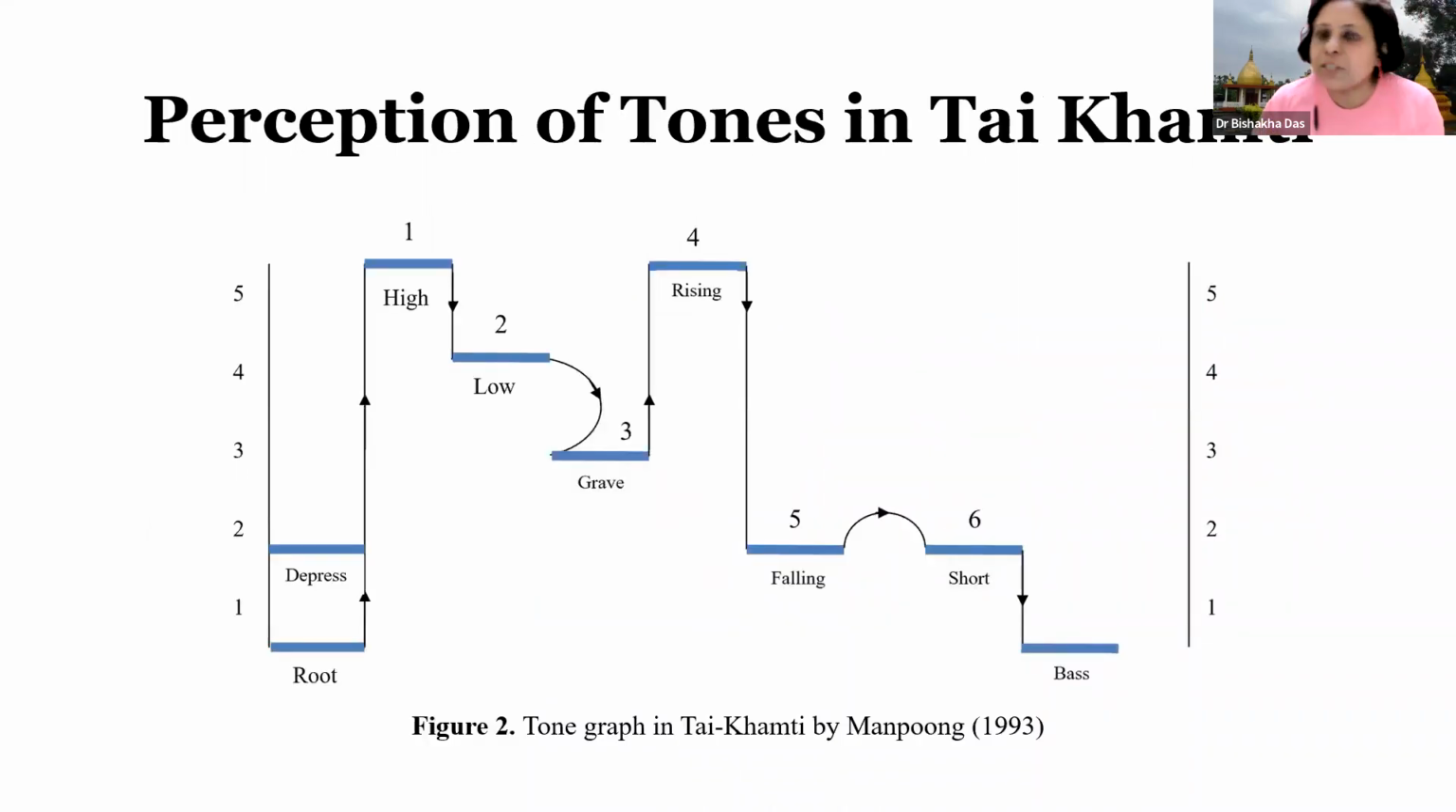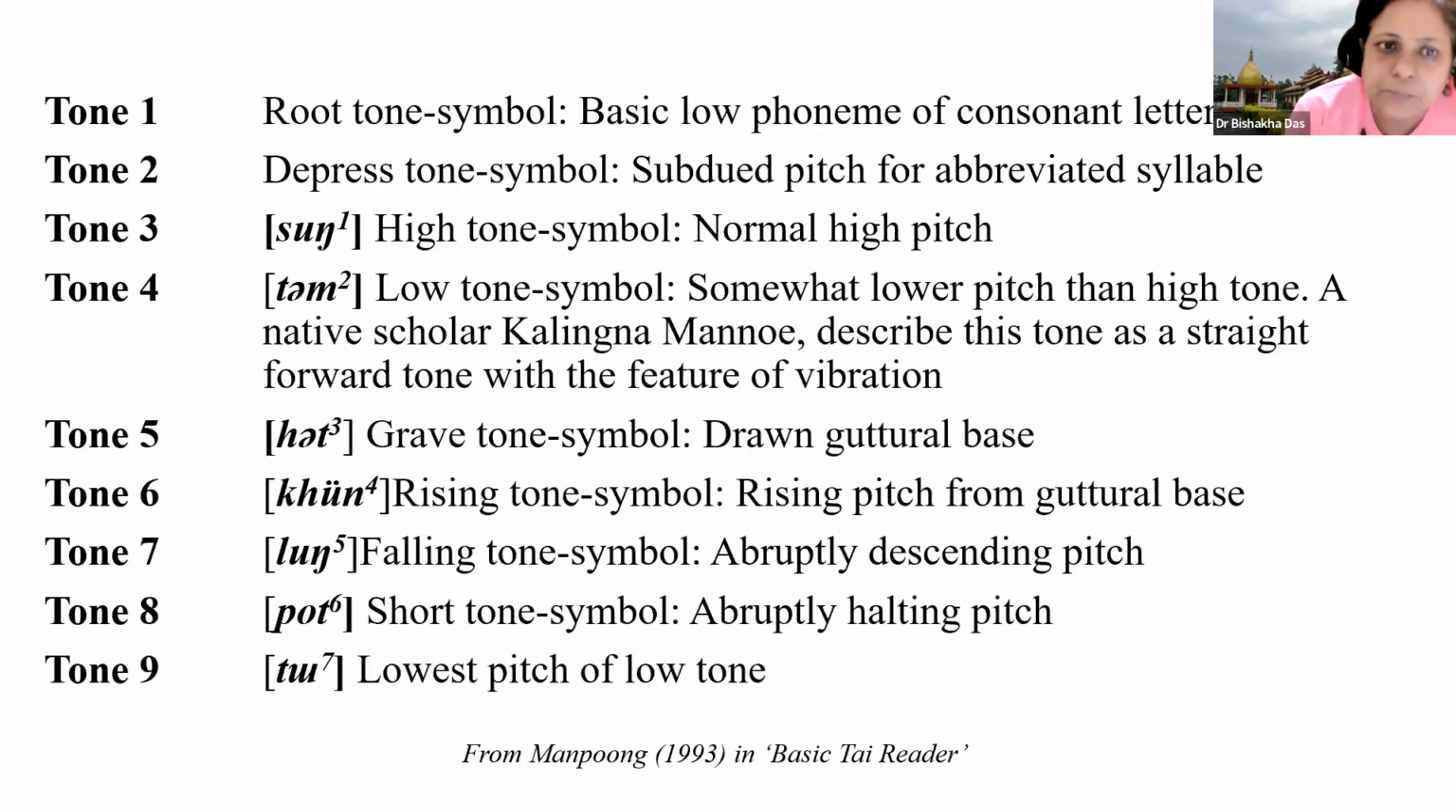Here comes the perception of tones in Thai Khamti. So these are actually the tones: high, low, grave, rising, and falling. These 5 tones are contrastive tones, which are actually used in the vocabulary of the language. And the rest are for prosodic purposes, which I'm going to explain to you. But before that, let me read these tones. Chokak Manpong, the native scholar, my Thai teacher, of course, taught me these. And I must sing those tones first.